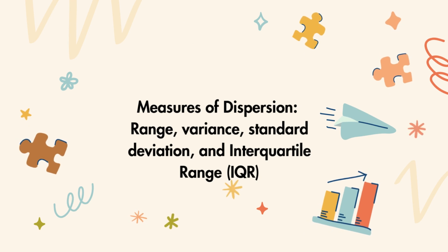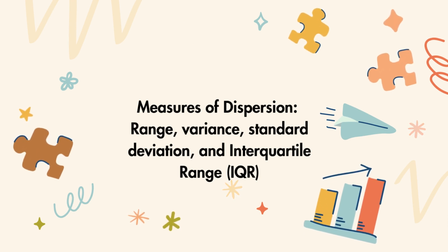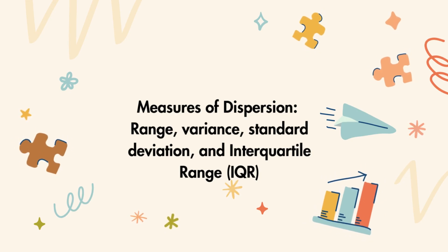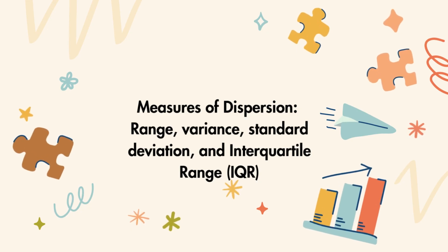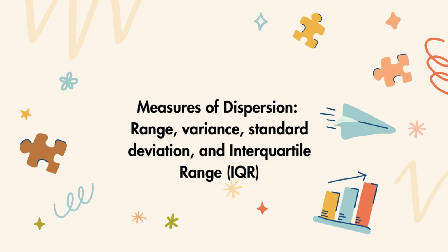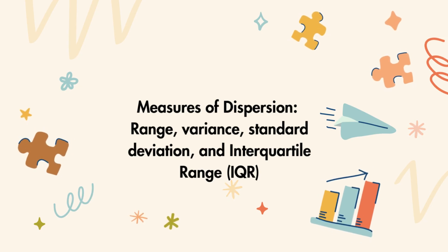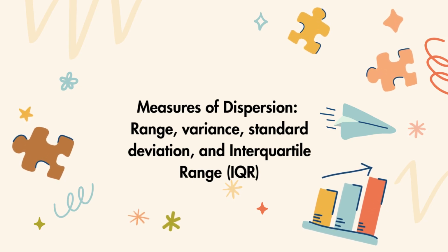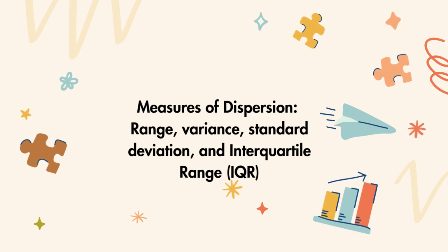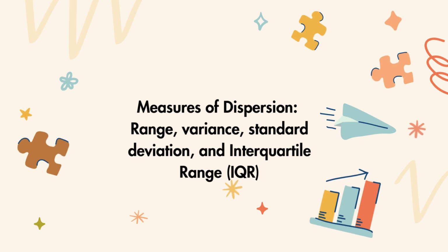The main measures we will cover are range, which is the difference between maximum and minimum values; variance, which measures how far each data point deviates from the mean; standard deviation, which is the square root of variance and gives spread in original units; and interquartile range, or IQR, which measures the spread of the middle 50% of the data. Together, these help us understand data consistency and variability in data science.